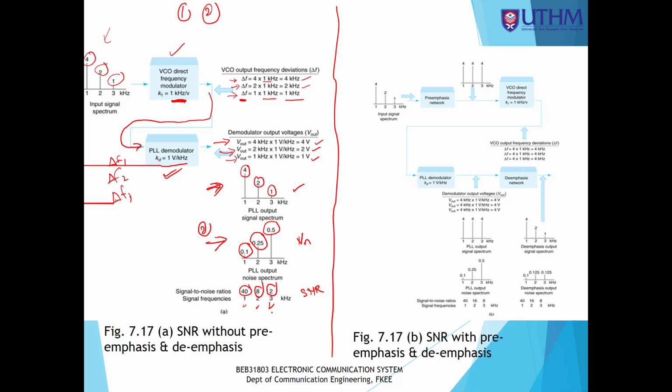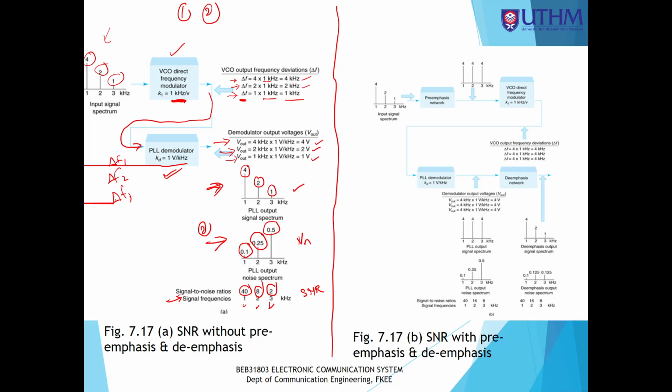So you see that the SNR becomes smaller as we increase the modulating signal frequencies. We have 3 FM: FM1, FM2, and FM3. So the SNR becomes smaller if we increase the value of the modulating signal frequency. Okay, so now how can we improve this situation?